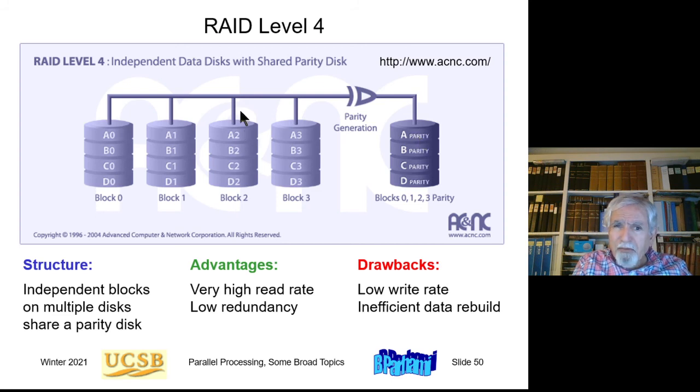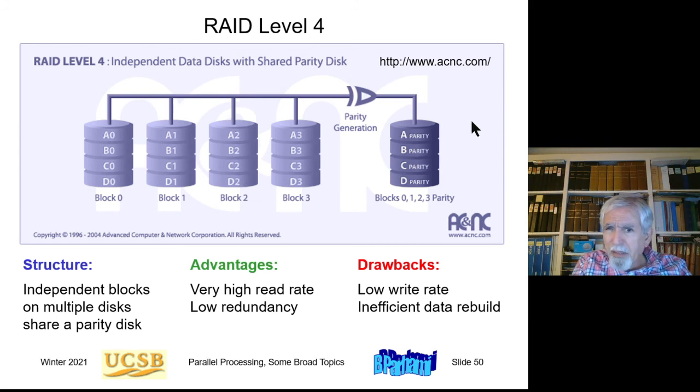Now, if this disk crashes, or this particular data block becomes unavailable, I can reconstruct it because A0 XOR A1 XOR A2 XOR A3 is equal to A parity. A2 can be reconstructed as A0 XOR A1 XOR A3 XOR A parity. Of course, this takes a long time because if this entire disk has crashed and failed, I have to read the contents of all of this disk, all of this disk, all of this, and all of the parity disks in order to reconstruct the contents of this disk.